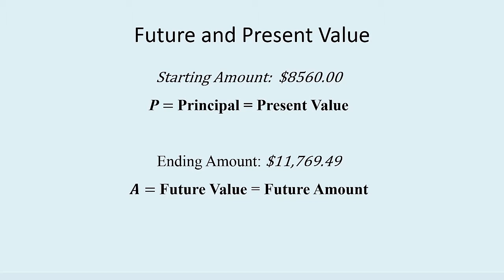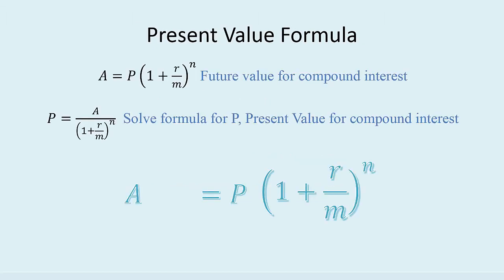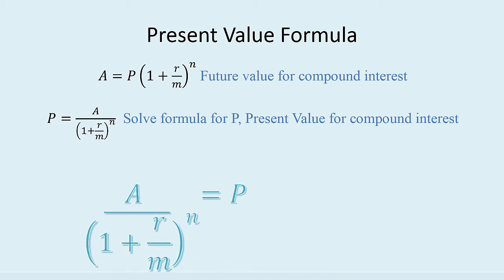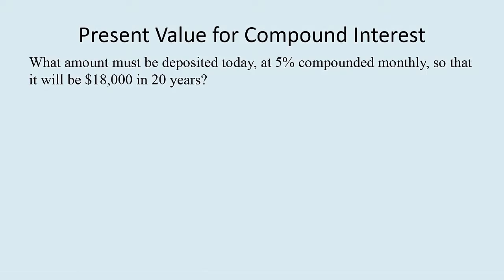Sometimes, instead of being told the present value, we'll be told the future value and asked to find the present value. To solve compound interest problems in which the present value is unknown, we'll use the present value formula, which is just the future value formula rearranged. For example, what amount must be deposited today at 5% compounded monthly so that it will be $18,000 in 20 years?